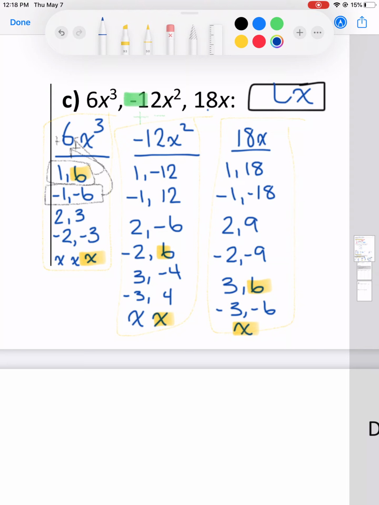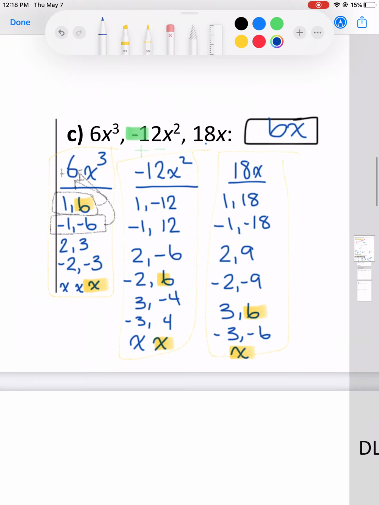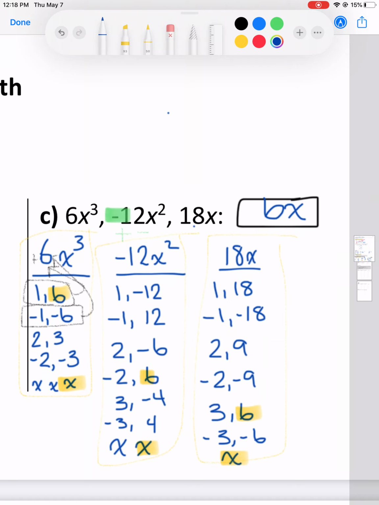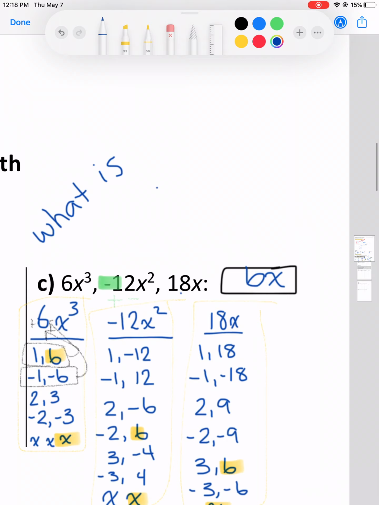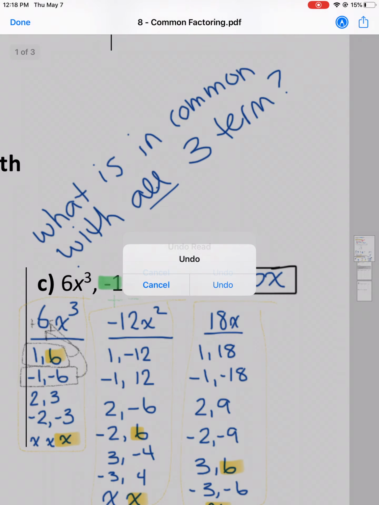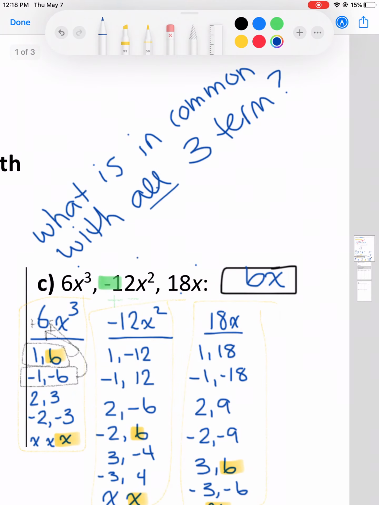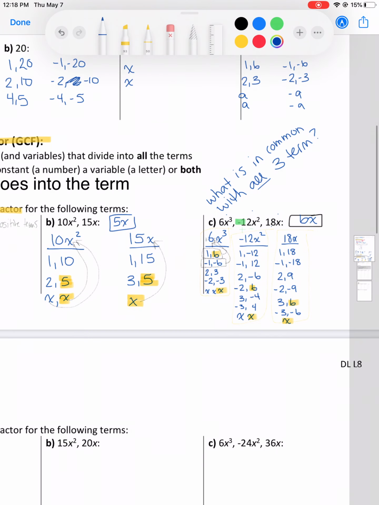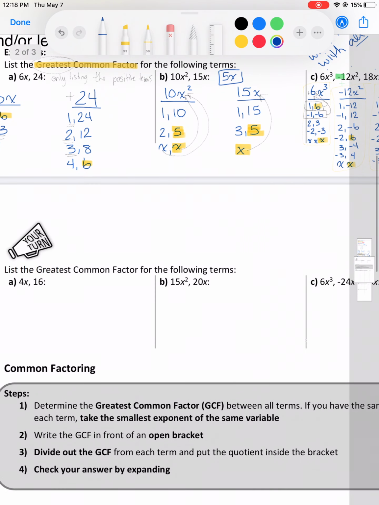So again, we have to find out what is in common with all three terms. There's a term, there's a term, there's a term. What is in common with all three of those terms? Okay, guys? There's a couple of your turns.